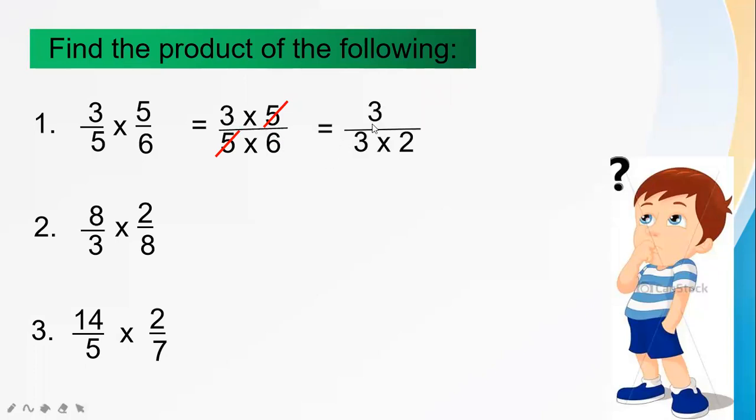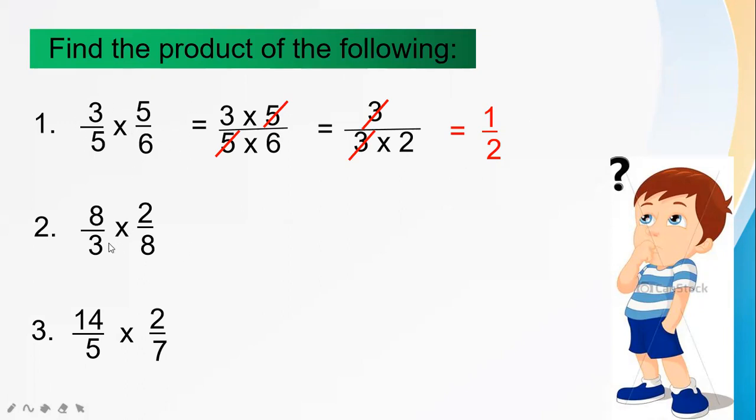So we have 3 over 3 times 2. Why 3 times 2? Because the factors of 6 are 3 and 2. If you multiply these two numbers, the answer is 6. And then again, you cancel the common factor. The common factor is 3. And then the answer is 1 over 2. So this will be the product of the two terms.